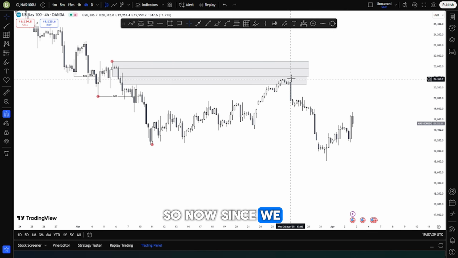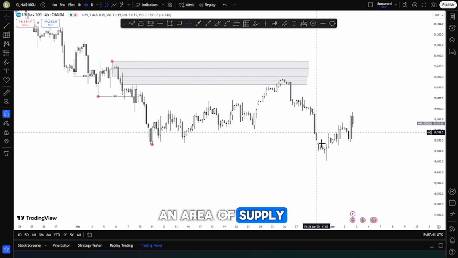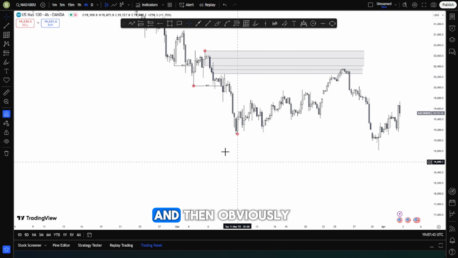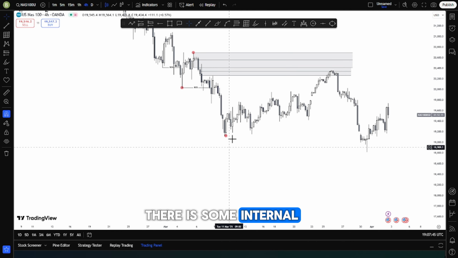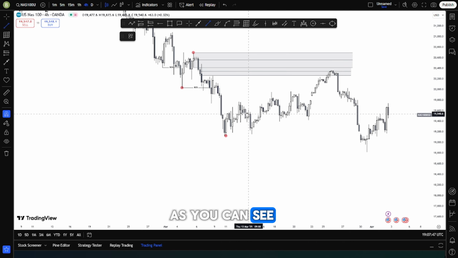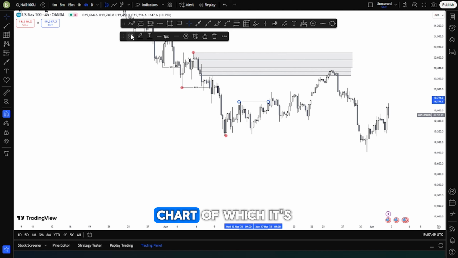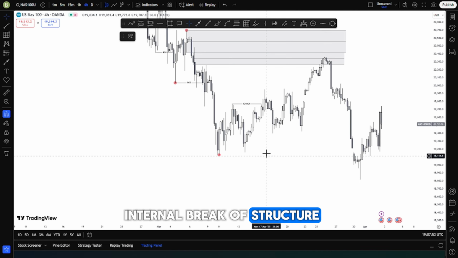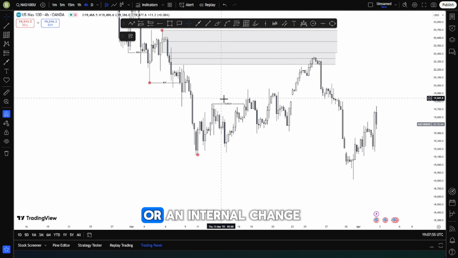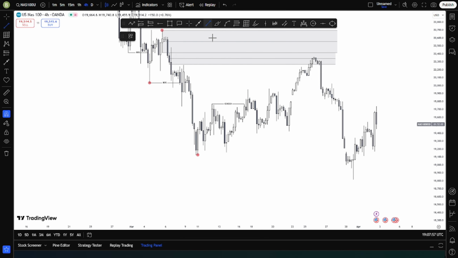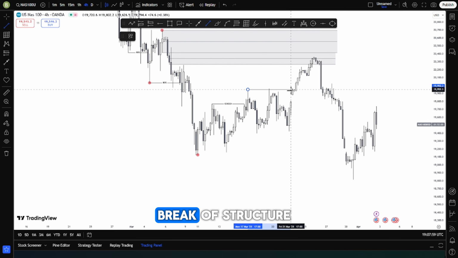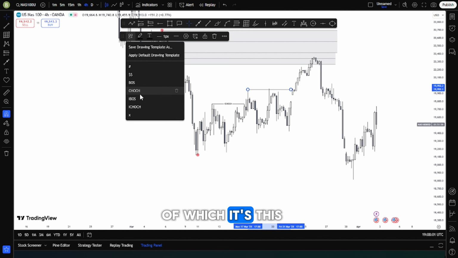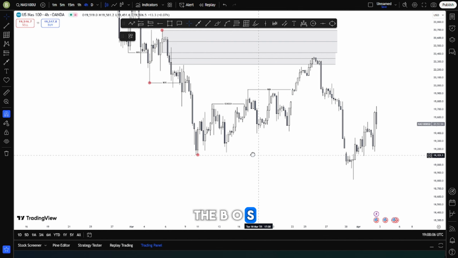So now, since we tapped into an area of supply, the market pulled to the downside, and then obviously there is some internal structure going on here. As you can see from this point, we had an internal break of structure, or an internal change of character. Then the market pushed to the upside, then we had another break of structure, of which it's this one here, of which this is the BOS around that area.